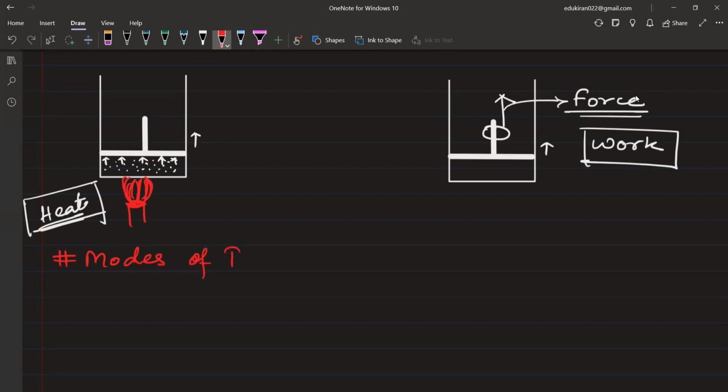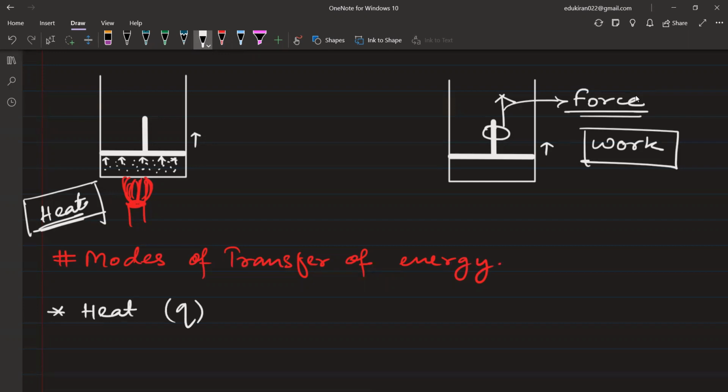Modes of transfer of energy. Modes of transfer of energy, right? The first one, heat, that is equal to, written by Q.